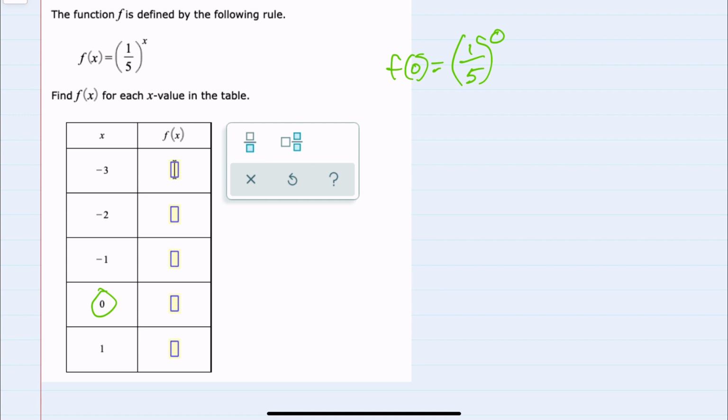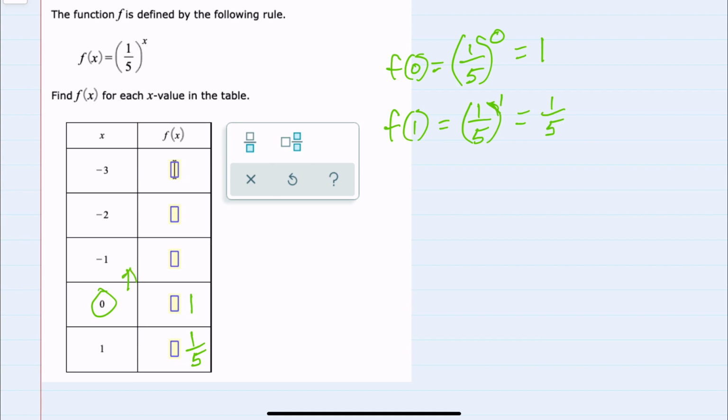I should recall that any non-zero number being raised to the 0 power will give me a 1. So my f of 0 will be 1. And then before going on to the negative exponents, I'm going to do our positive exponents. So f of 1 would be 1/5 raised to the 1 power. Simplifying here, raised to the first power would just be 1/5. So we've found f of 1.